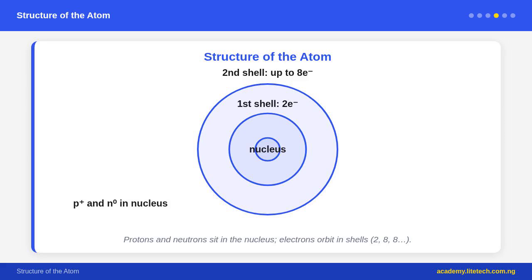Rule 2, the Pauli exclusion principle. Each orbital can hold a maximum of 2 electrons, and they must have opposite spins, one spin up, one spin down. Rule 3, Hund's rule of maximum multiplicity.